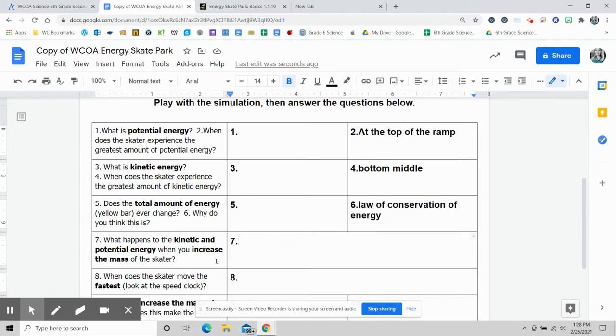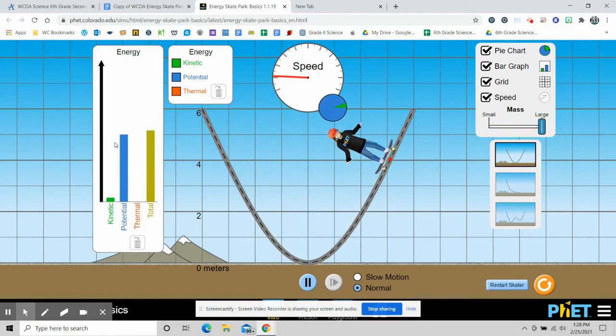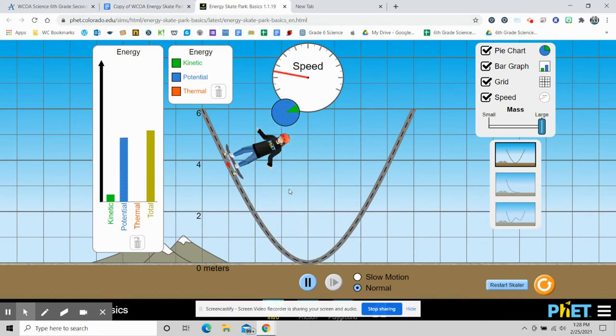Question 7. What happens to kinetic and potential energy when you increase the mass of the skater? So for this, you're just going to change his mass. So let's make him really small. All right, and we watch. It does look like the kinetic and potential energy did decrease when I made his mass smaller. Now what happens if I increase his mass? And look what happened to the kinetic and potential energy. So it definitely did increase. So increasing mass increases the kinetic and potential energy that the skater has.